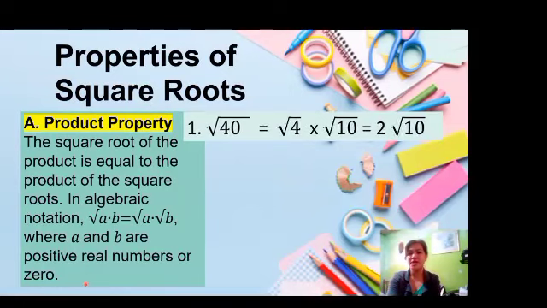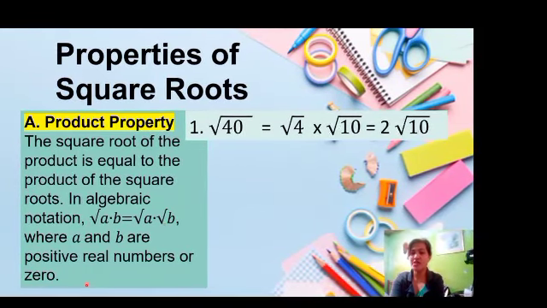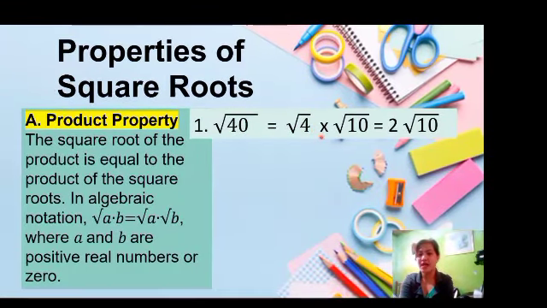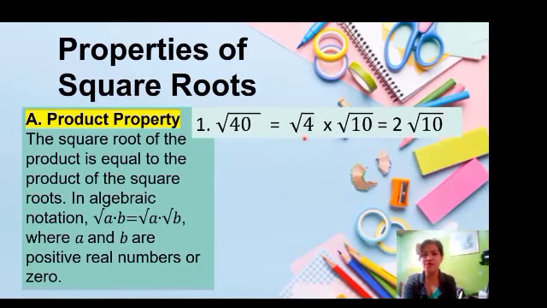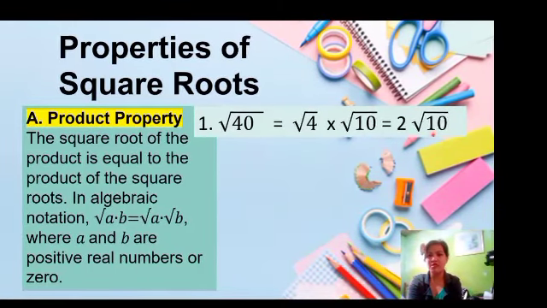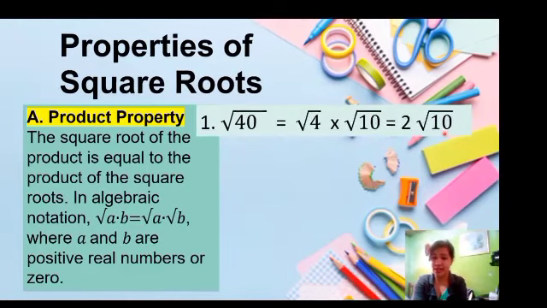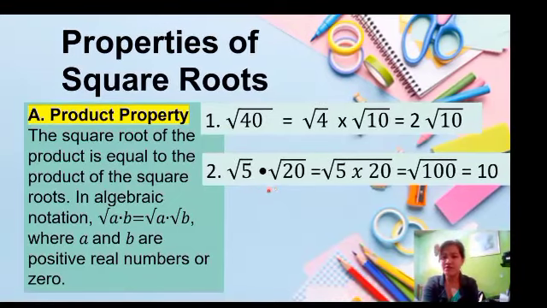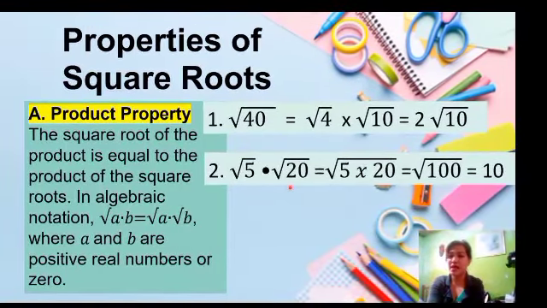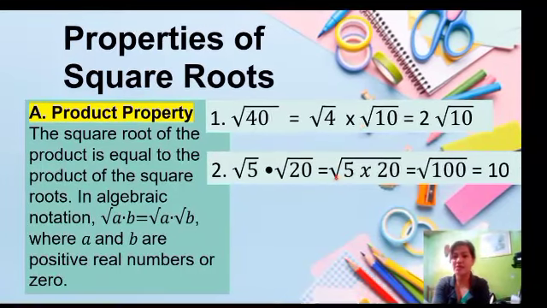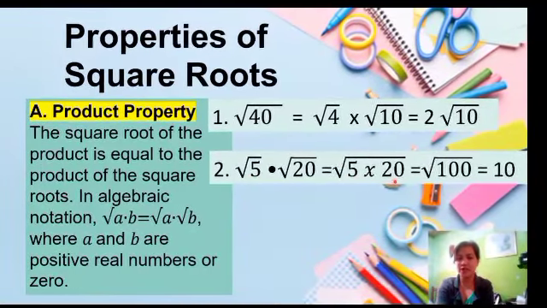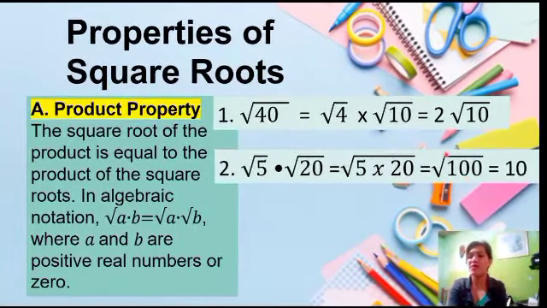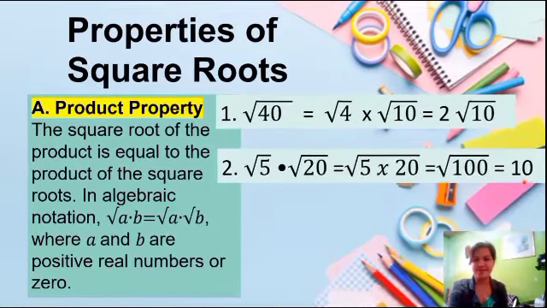For example, the square root of 40. 40 can be expressed as the square root of 4 times the square root of 10. The square root of 4 is equal to 2, times the square root of 10, since 10 is not a perfect square. Another example, the square root of 5 times the square root of 20 can be expressed also as the square root of 5 times 20. 5 times 20 is equal to 100. The square root of 100 is 10.